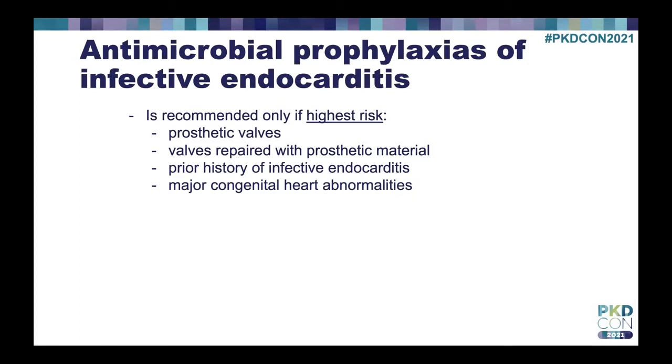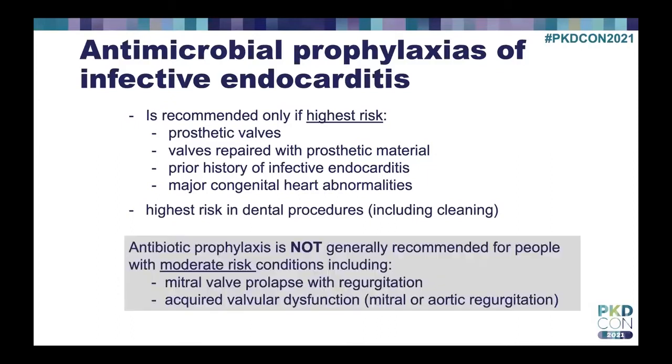The high-risk procedures are dental procedures, that includes cleaning, and then procedures on the respiratory tract. Antibiotic prophylaxis is not generally recommended for patients with moderate risk conditions, such as mitral valve prolapse, even if there's some regurgitation, and then acquired valvular dysfunction, such as mitral or aortic regurgitation.